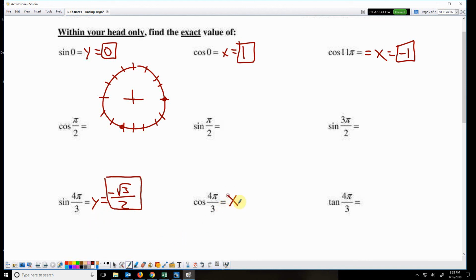Cosine at that same spot. So we go halfway around, we're at 6 over 6, 7 over 6, 8 over 6. So I want the x value. From the center, that is the first position to the left. First position to the left is negative 1 over 2.